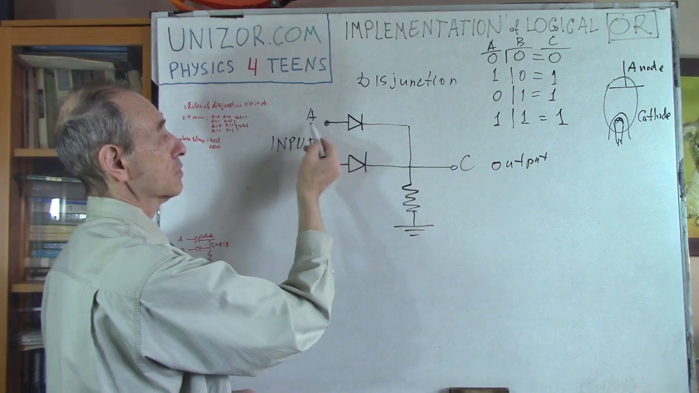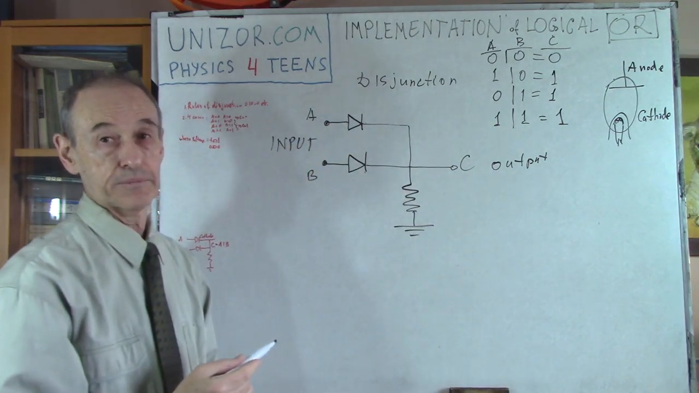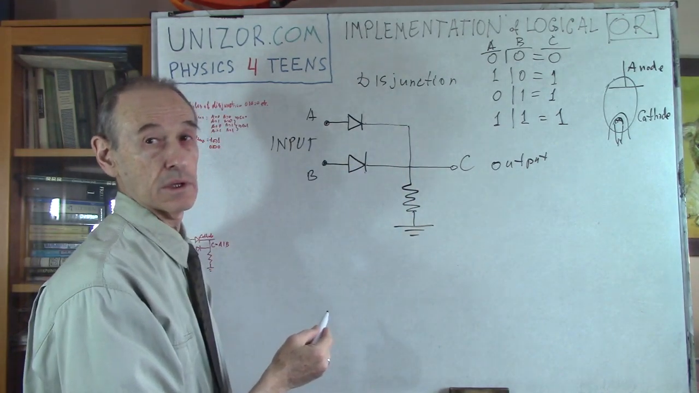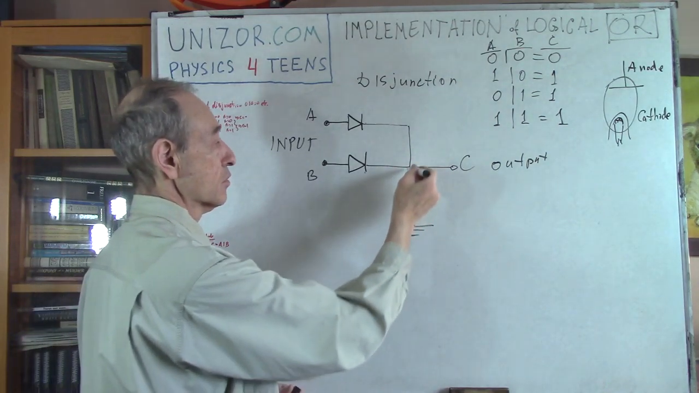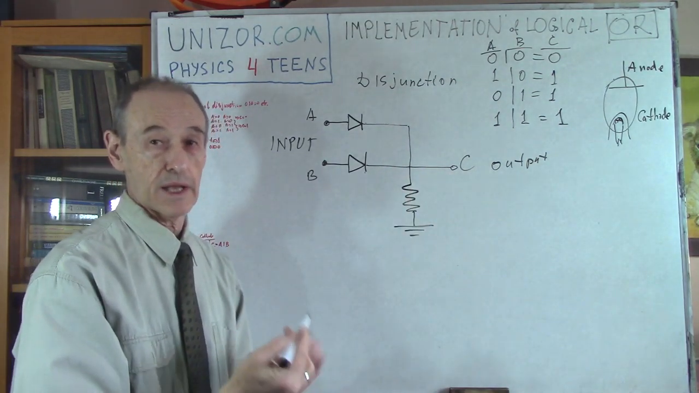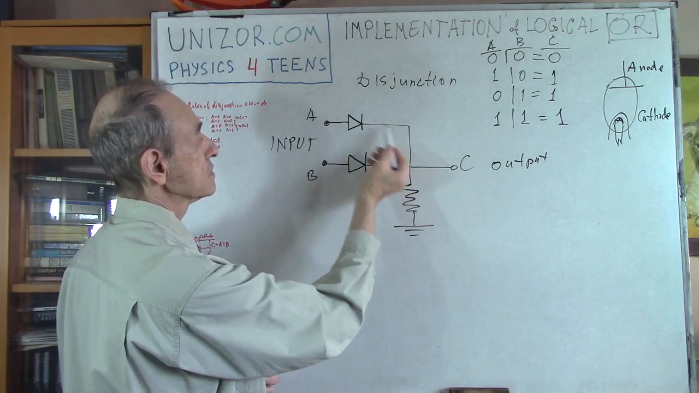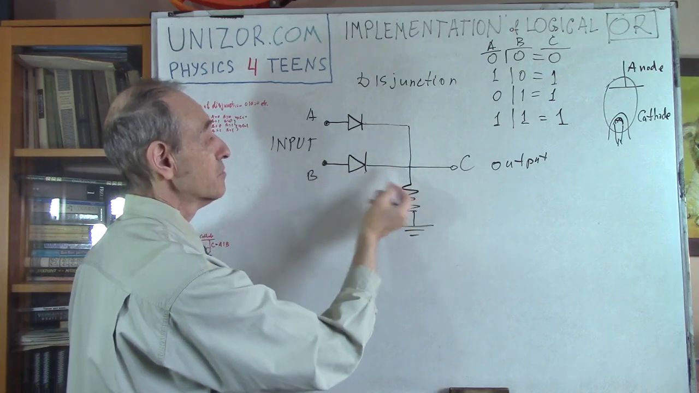But in this case, electrons will go. So electrons will always flow this way, which means that there is a current from here to here. And considering this is a resistor, there will be a difference in potential. Otherwise, there is no way.